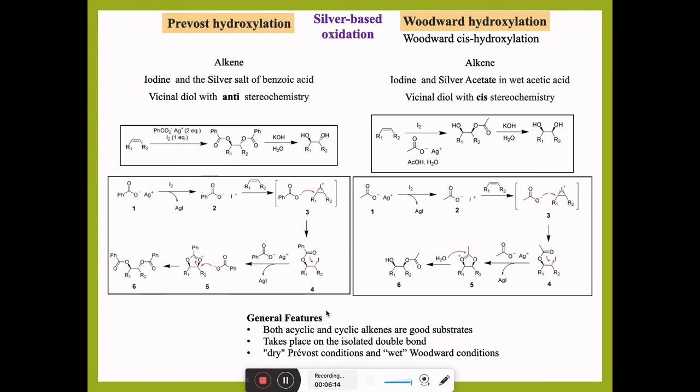Now what are the general features of this reaction? Both acyclic and cyclic alkenes are good substrates for these reactions. This reaction takes place on the isolated double bonds, and as we have discussed earlier, dry reaction condition is needed for the Prevost hydroxylation and wet reaction condition is needed for the Woodward hydroxylation.